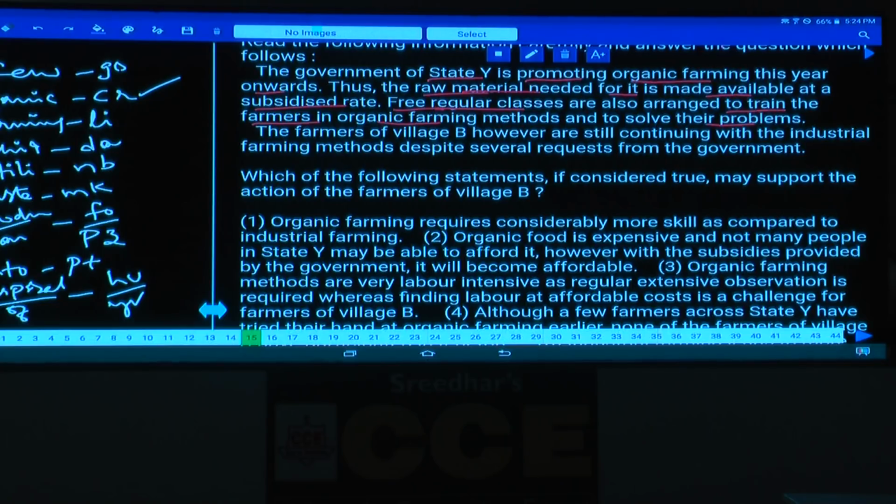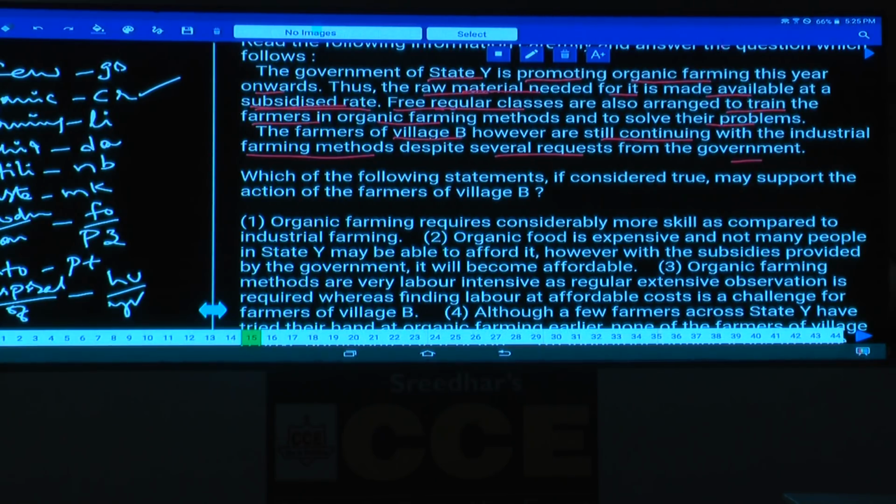freely, isn't it? Then though all the things were given, the farmers of village B, however, are still continuing with the industrial farming method despite several requests from the government. Though the government is making n number of requests to the farmers of village B, these farmers are not converting into organic farming, isn't it? Though all the requirements are given at a subsidized rate and the training is also free of cost, these villages are not converting into organic farming.